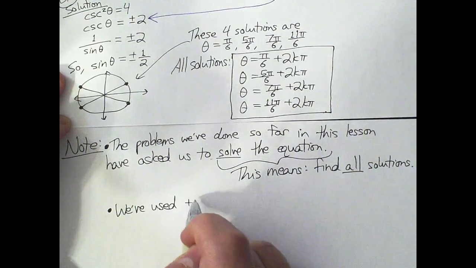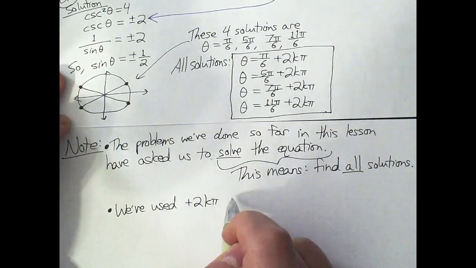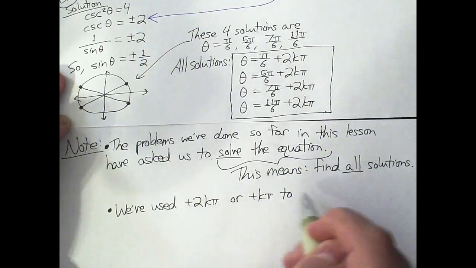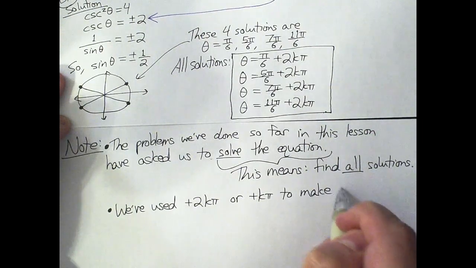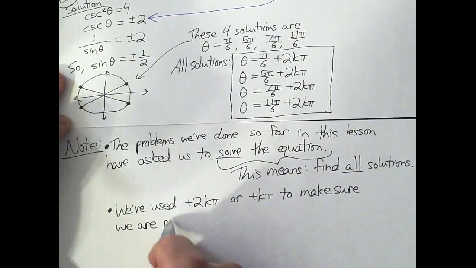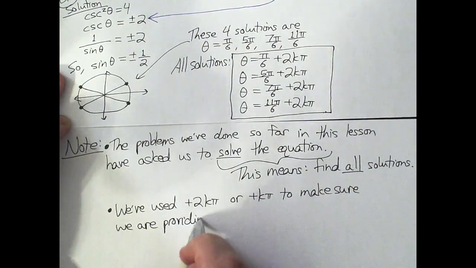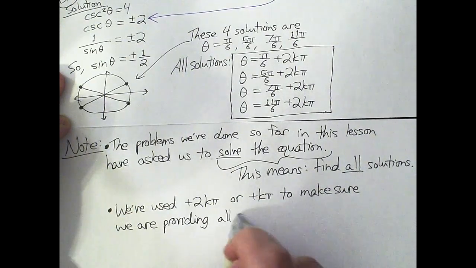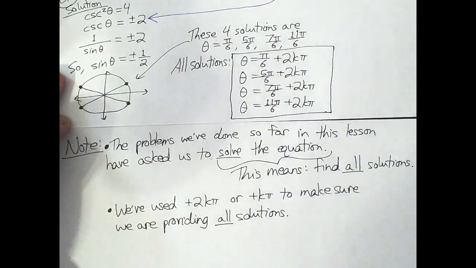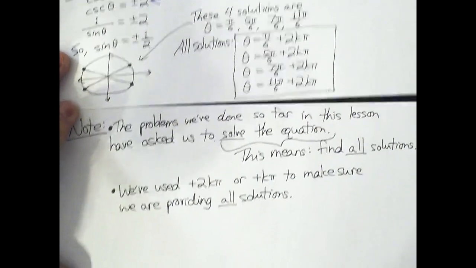We've used plus 2k pi or plus k pi to make sure we are providing all solutions. Okay, so that's correct. That's what we were supposed to do.